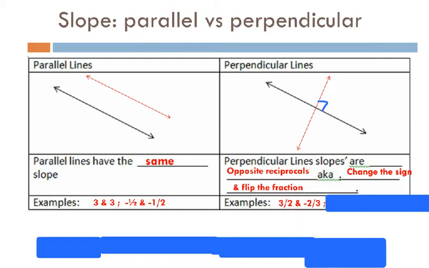One has to be positive, one has to be negative. 3 is in the numerator, 3 is in the denominator. They flip the fraction. 2's in the denominator, 2's in the numerator. Another example would be 4 and -1/4, because remember there's an invisible 1 underneath the 4. So when I flip 4 over 1, that becomes 1 over 4. This was positive, so my other one has to be negative.